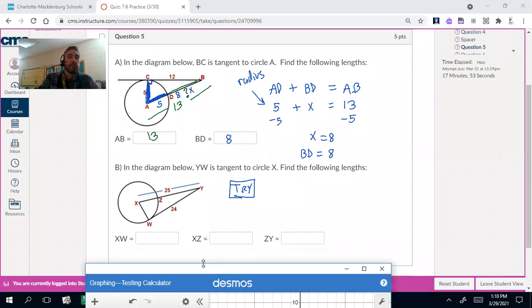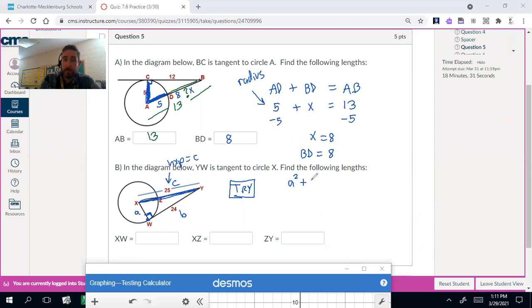All right, let's set it up. So in this problem, we are given the 25, which happens to be your hypotenuse in this case. Because right here, it says YW is tangent to circle X. So it means that's your right angle, which means this is the hypotenuse. That's your C. So again, AB, that doesn't really matter, but I know that's A. We'll call that B. And I know C is 25.